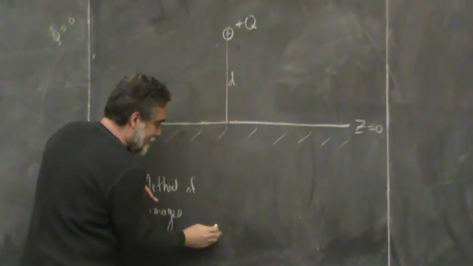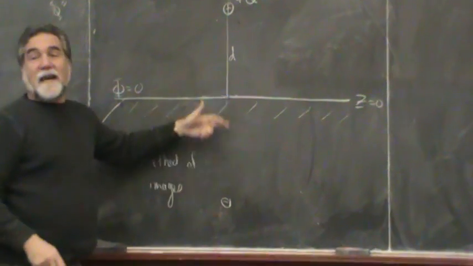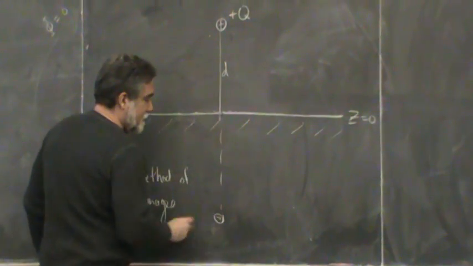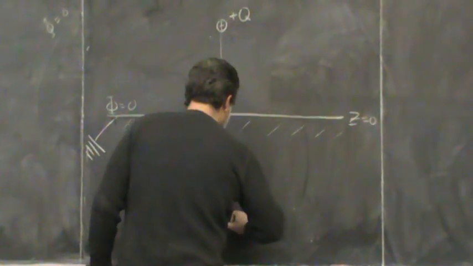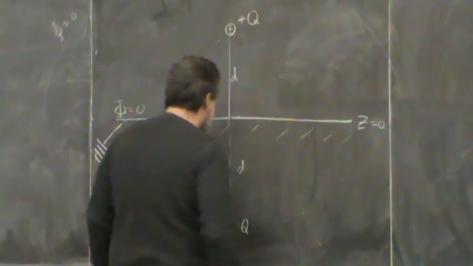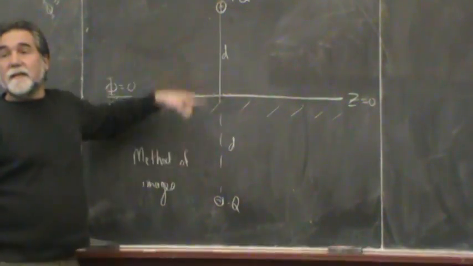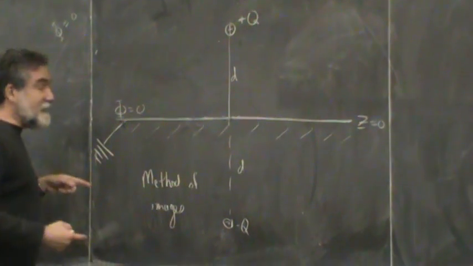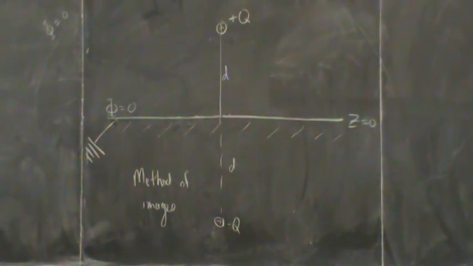It's hard to tell. All right, so yes, we would guess that there's a negative charge equal and opposite to the one that's there. And we can see right away that we've satisfied the boundary conditions here.